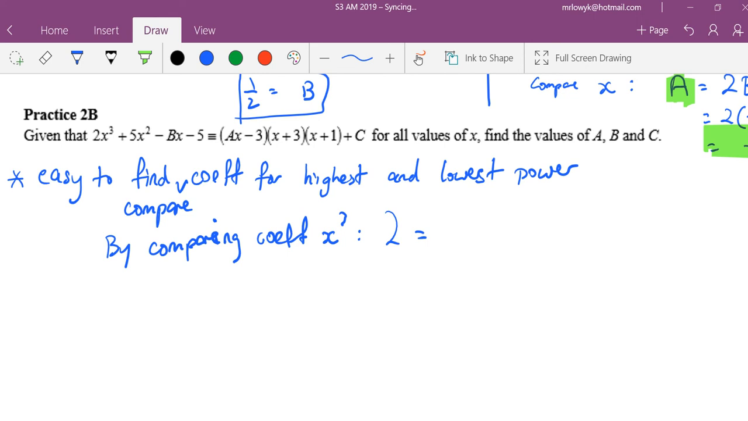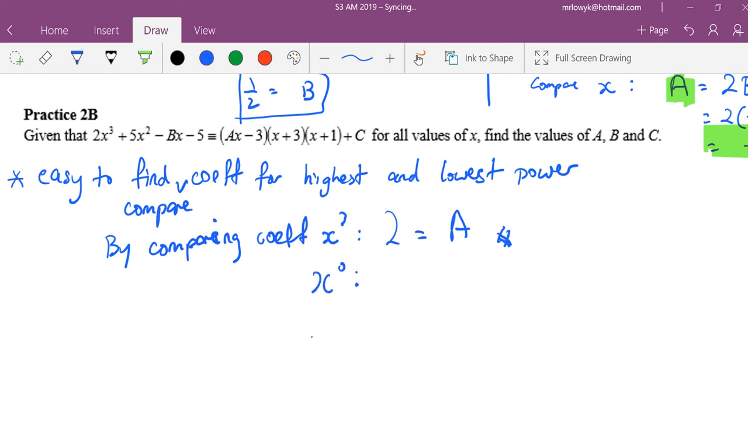Do you agree? Let me repeat. To get cube, the only way is to take ax times x times x. Then I'll get ax cube. The other 8 expansion will not give you a cube, right? Will give some square and some x. So Rachel, over here, a equals to 2. That is why I say it's the easiest. Now, what is the lowest power in this? X to the power of what? 0. Can you tell me for left side, what is x to the power 0?